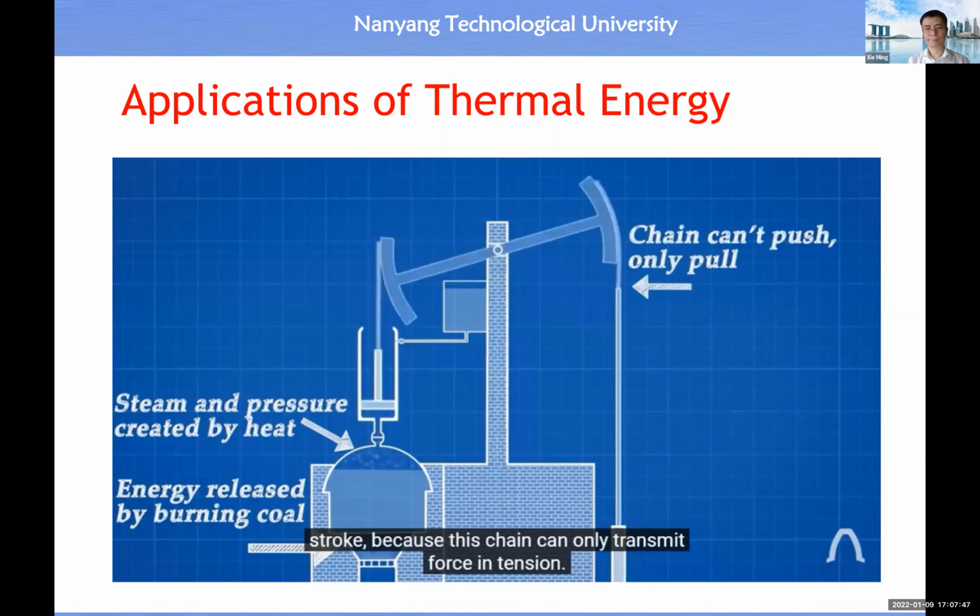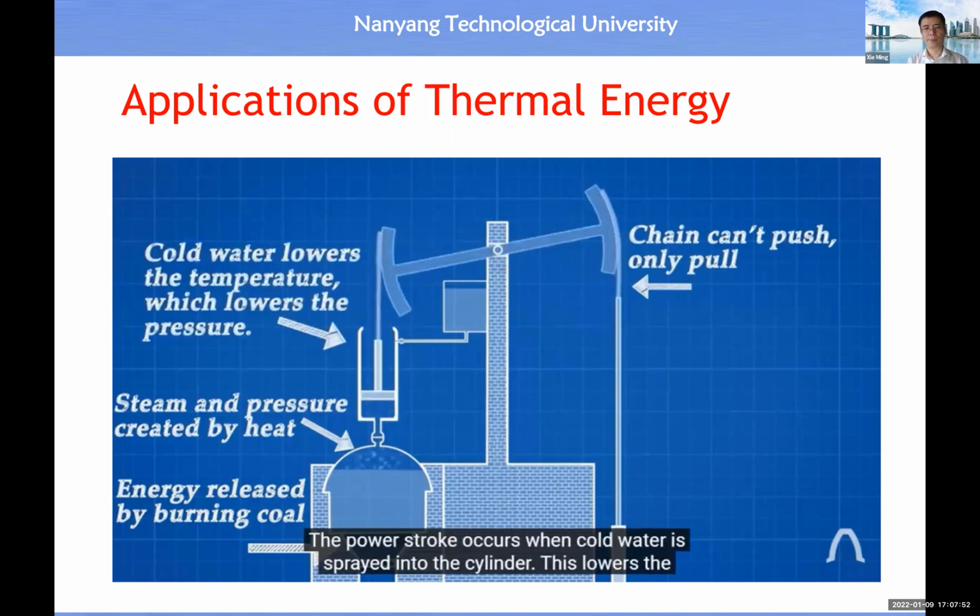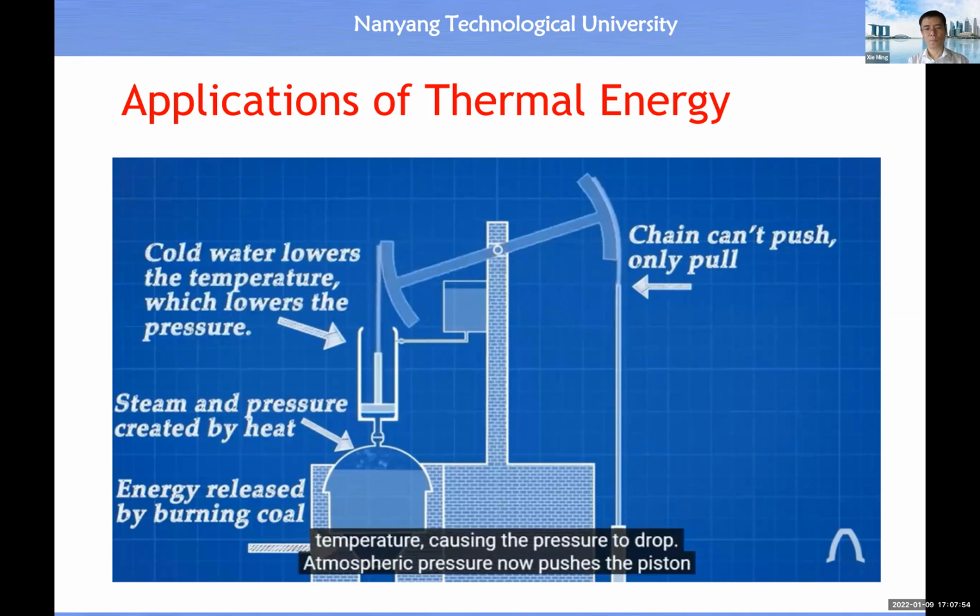The power stroke occurs when cold water is sprayed into the cylinder. This lowers the temperature, causing the pressure to drop. Atmospheric pressure now pushes the piston back down.